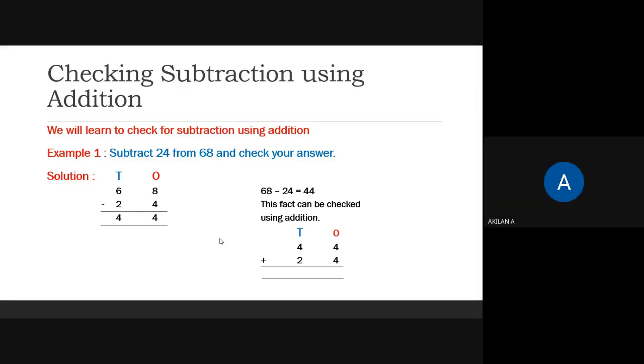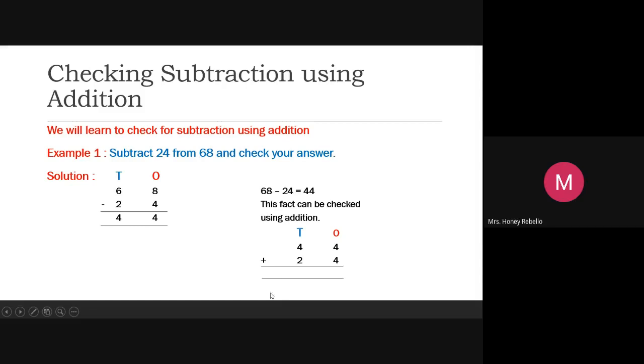What is the answer? Those who are joining later, don't ask me anything, please. Now, 44. What is the answer, children? 44. Now, what is the second number? What is the number you're going to subtract from there? 24. Now, just look at the screen. This answer and this number: if you add these two numbers, you will get the first number.